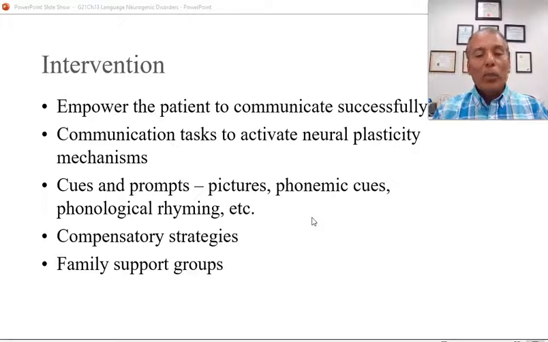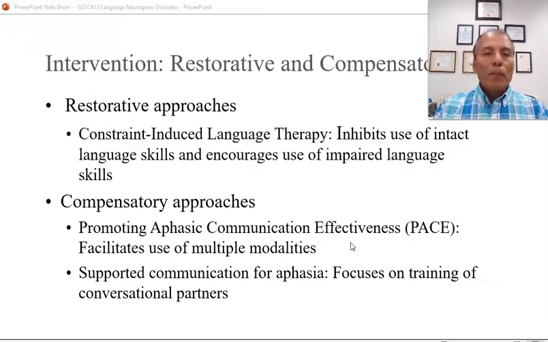And family support. Commonly, most of us establish groups of family, make aphasia groups, and people and their families come together and meet either weekly or every couple of weeks, and they talk and discuss and learn from each other, and they interact, and they feel there's some kind of support for them because they have similar experiences.